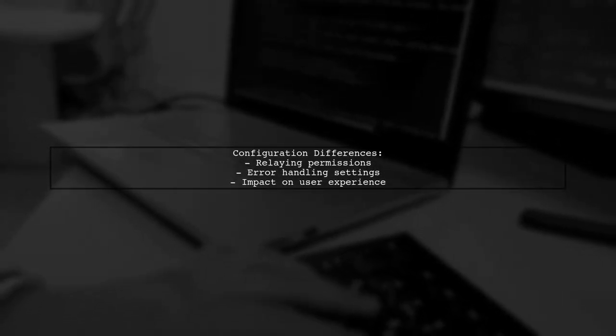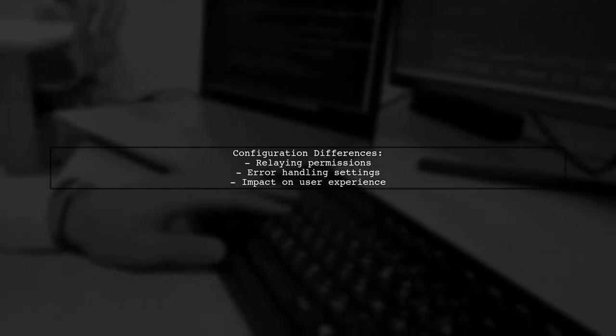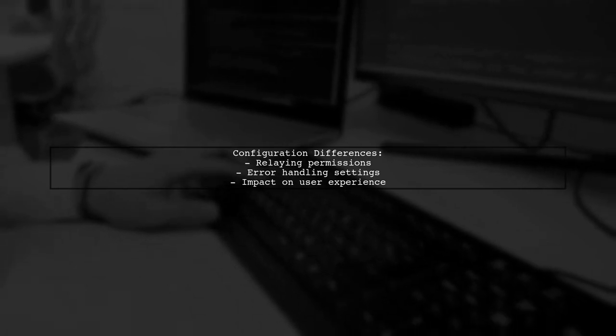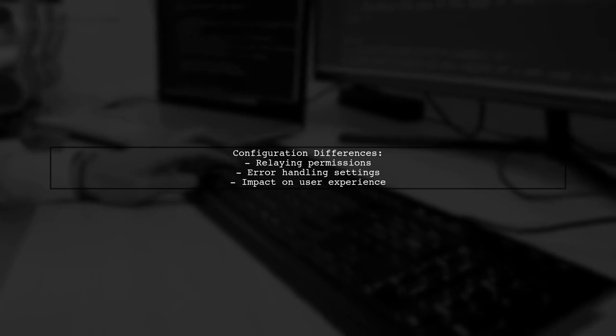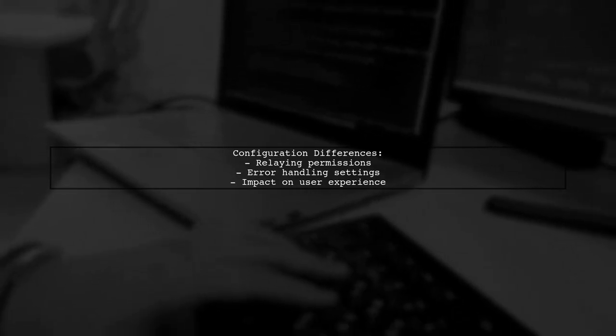Finally, if this is a configuration difference, it could involve settings related to relaying permissions or error handling. SMTP servers can be configured to either reject messages outright or to notify the sender after processing.